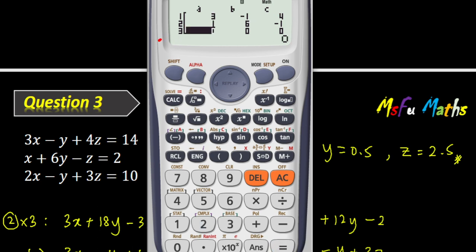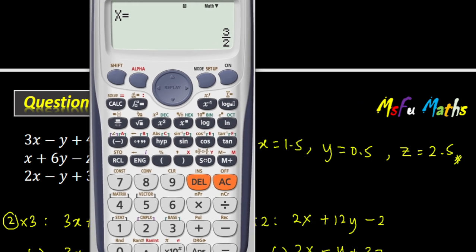And then it will go to the third equation, which is 2, -1, 3. I'm going to press fast. 2, -1, 3. And then your d is 10. Let's see what they will give you. Alamak, wrong. Is it correct? 3, -1, 4, 14, and then 1, 6, -1, 2, 2, -1, 3. Oh, here I put 0. So if you want to change, you put 10. Then you press equals.